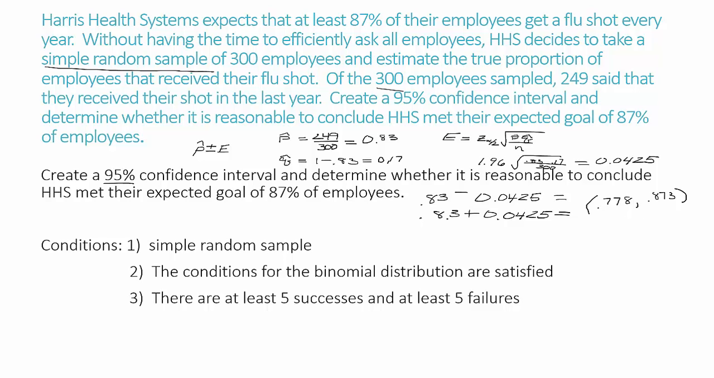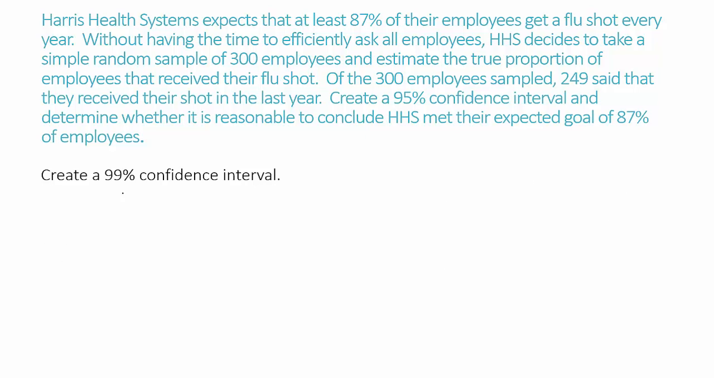The second part of the question asks, is it reasonable to conclude that Harris Health System met their expected goal of 87%? When I look at 87% as a decimal, that would be 0.87. That is in my confidence interval, so yes, that is reasonable. Let's take a look at this problem with a 99% confidence interval. So we have here create a 99% confidence interval.